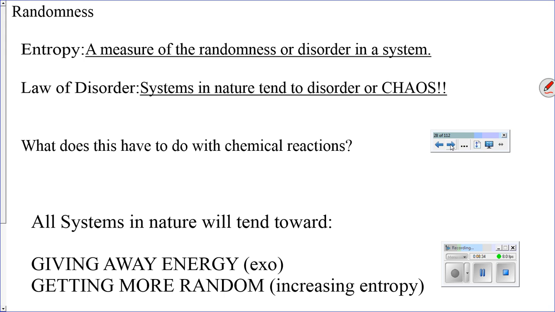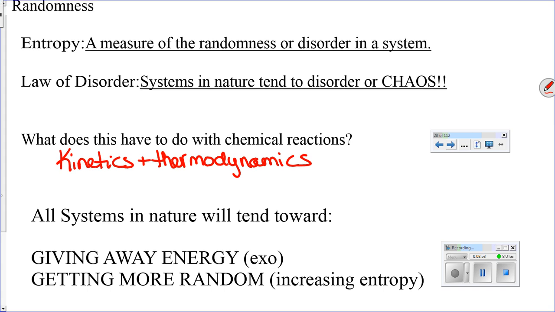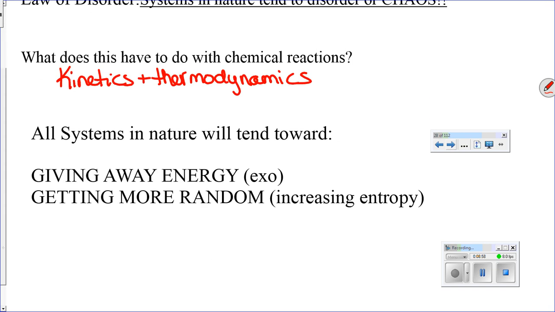This is actually going to decide whether or not a chemical reaction will happen. And this ties into something called kinetics, which is what we're talking about, and a little bit of what we call thermodynamics. There's a balance between energetics and entropy in a reaction, okay? And this balance is really, really important. Systems in nature want to give their energy away. So it's considered energetically favorable to be an exothermic reaction.